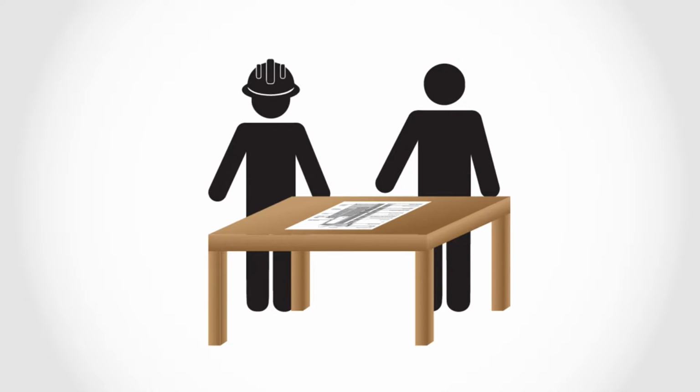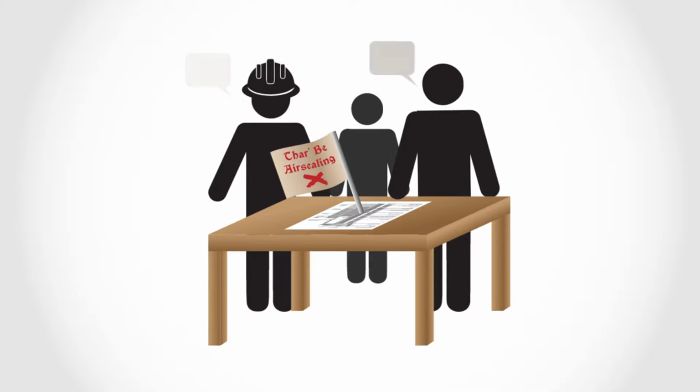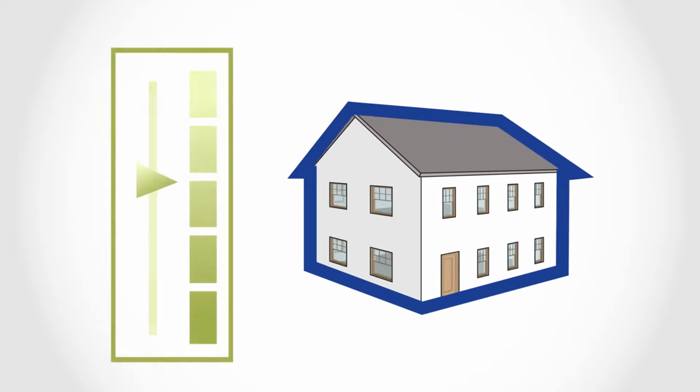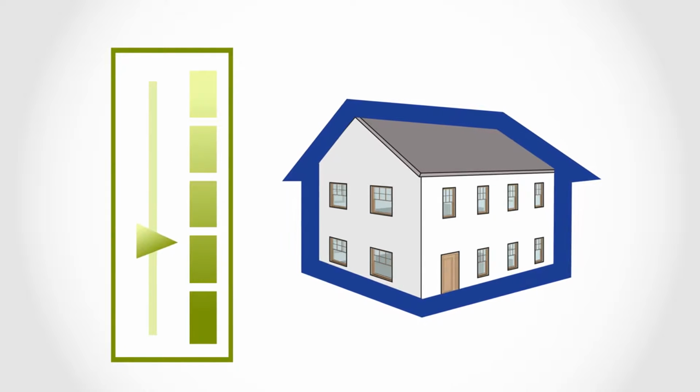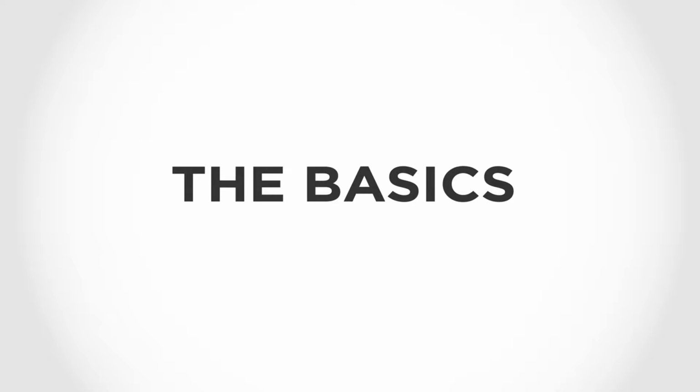To meet these standards, architects will need to plan for air sealing earlier in the process, include air sealing details in their construction drawings, and communicate with the builder and owner about air sealing. In this video, we will discuss the level of air sealing required by the new code and some tips on how to achieve that level. Let's start with the basics.